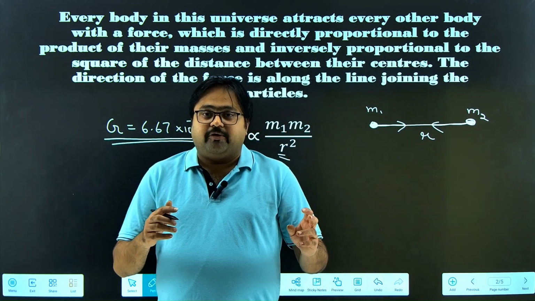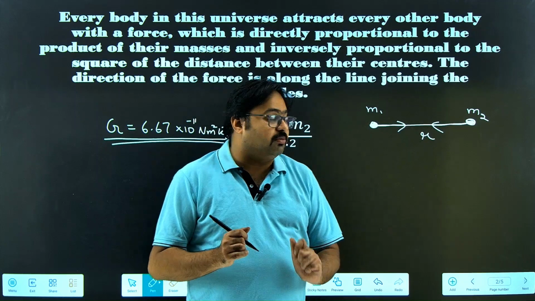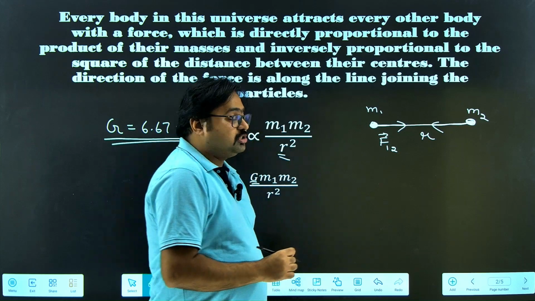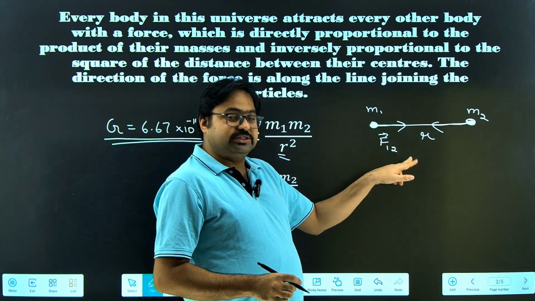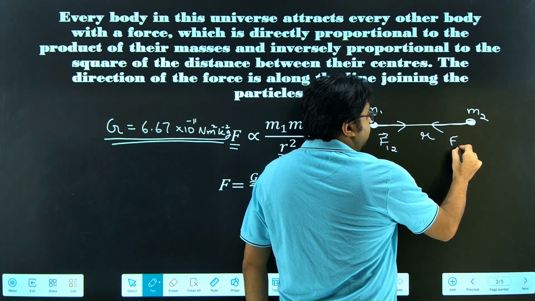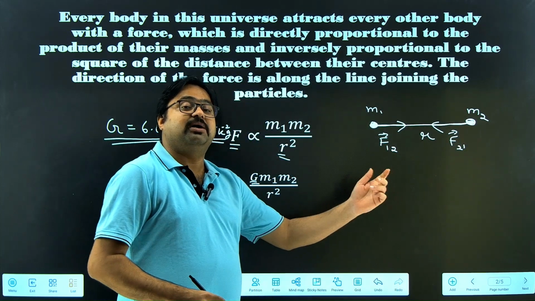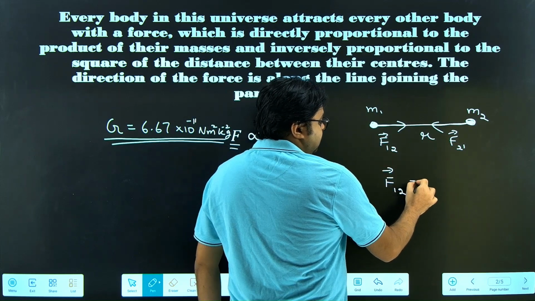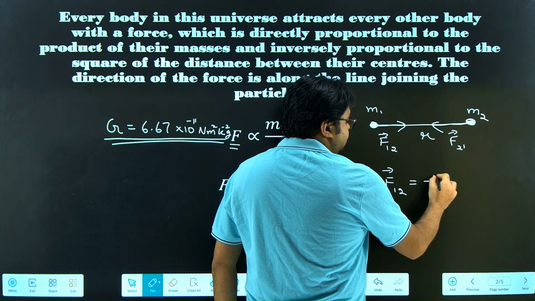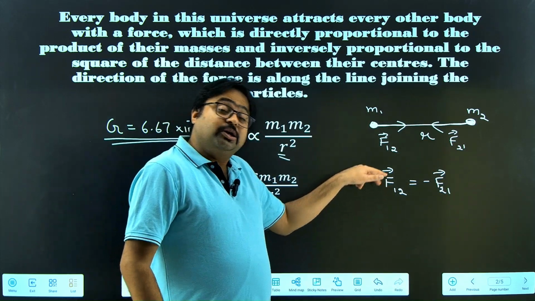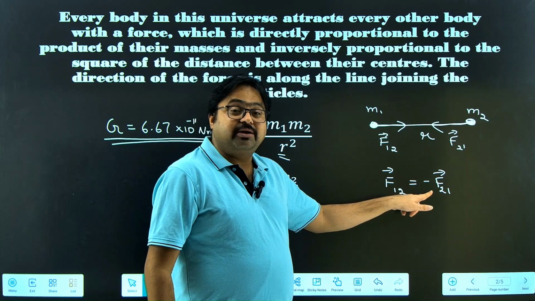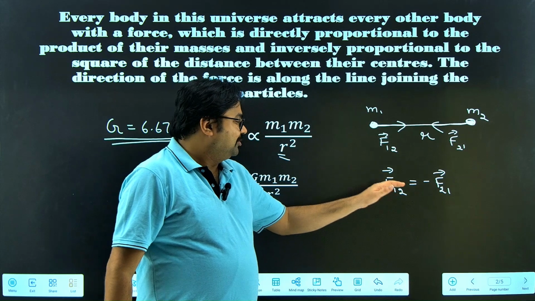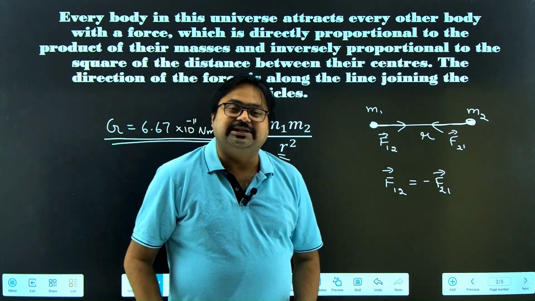Now you said that these two forces are equal. Let me call this F12, which means the force acting on the first mass due to the second mass. And this is F21, which is the force acting on the second mass due to the first mass. If you want to make an equation out of these vectors, then you would write it this way. Force acting on the first body due to the second body is always equal and opposite to the force acting on the second body due to the first body. That's how you should learn that. And that's what it essentially means.